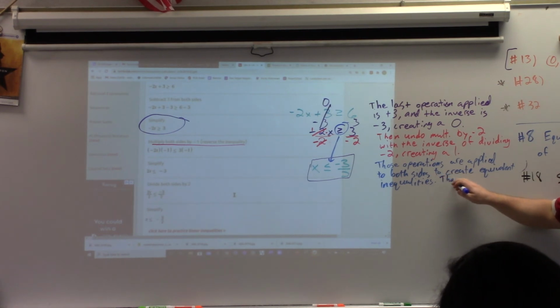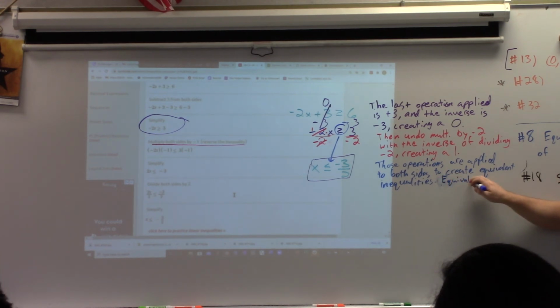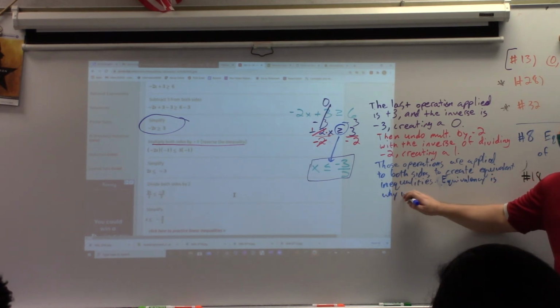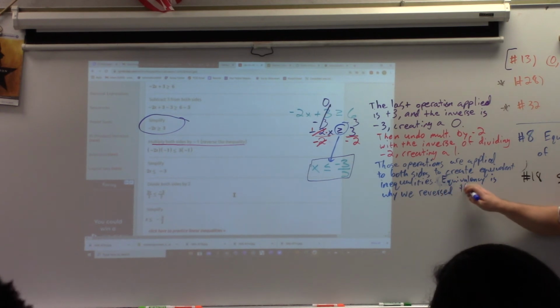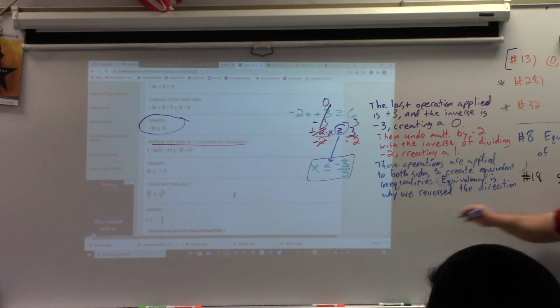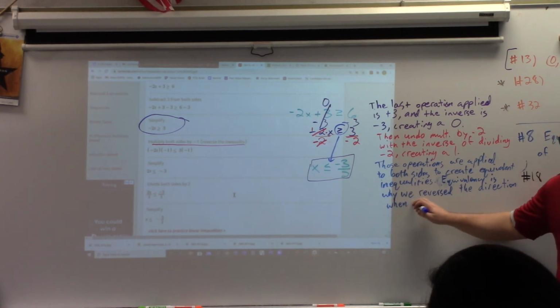That is also, or let's say equivalency, is why we reversed the direction when dividing by a negative.